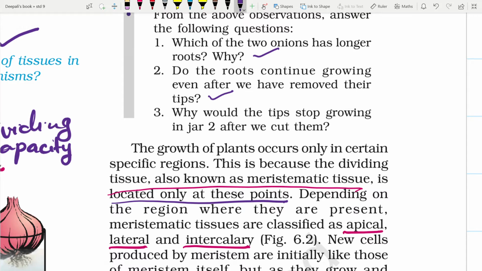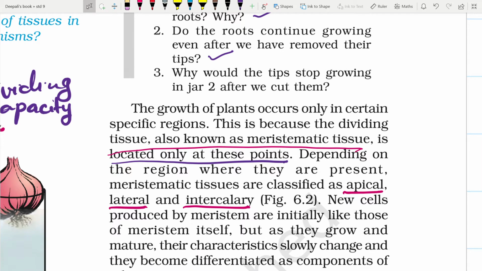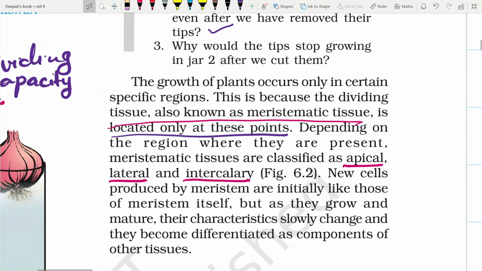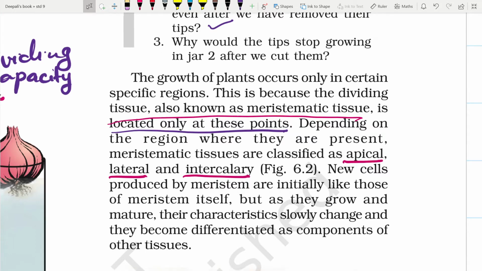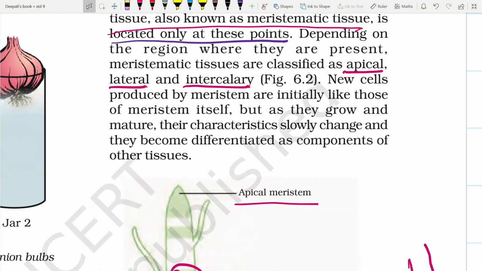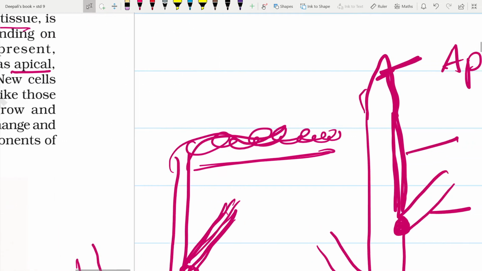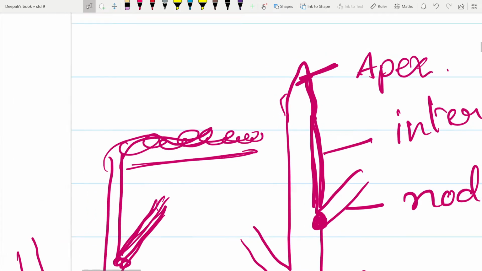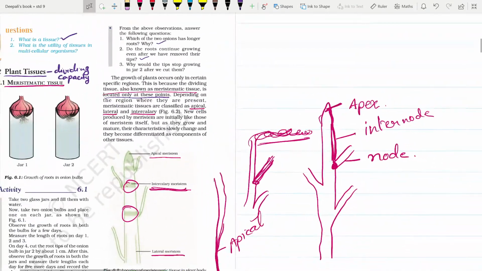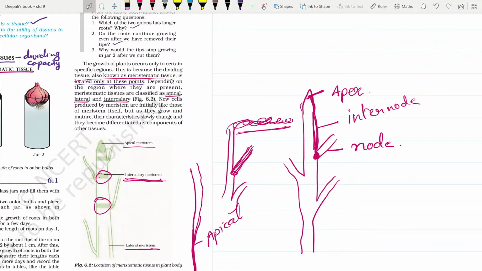New cells produced by meristematic tissues are initially like those of the meristem itself, but as they grow and mature, their characteristics slowly change and they become differentiated as components of tissues. Now first let us get familiar with a few parts of any plant. If you take any stem, then you must have observed these parts.